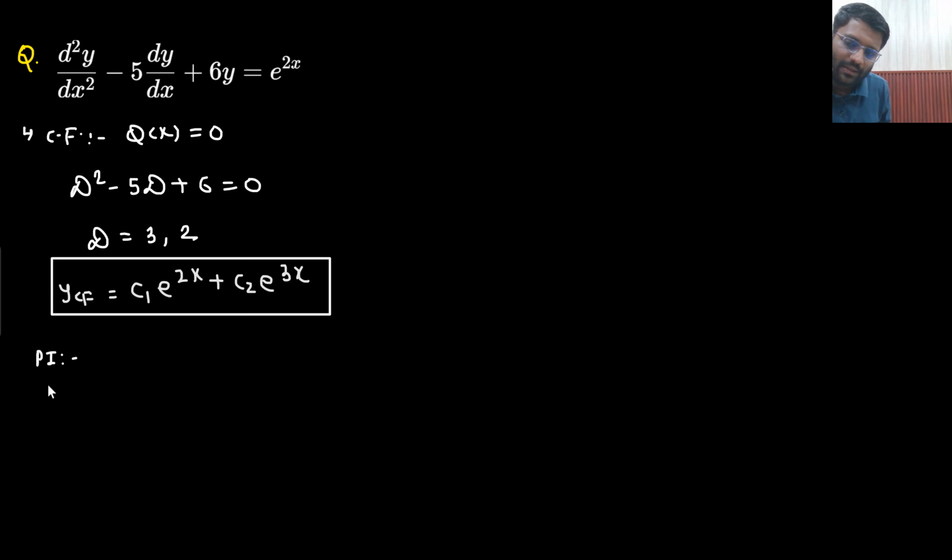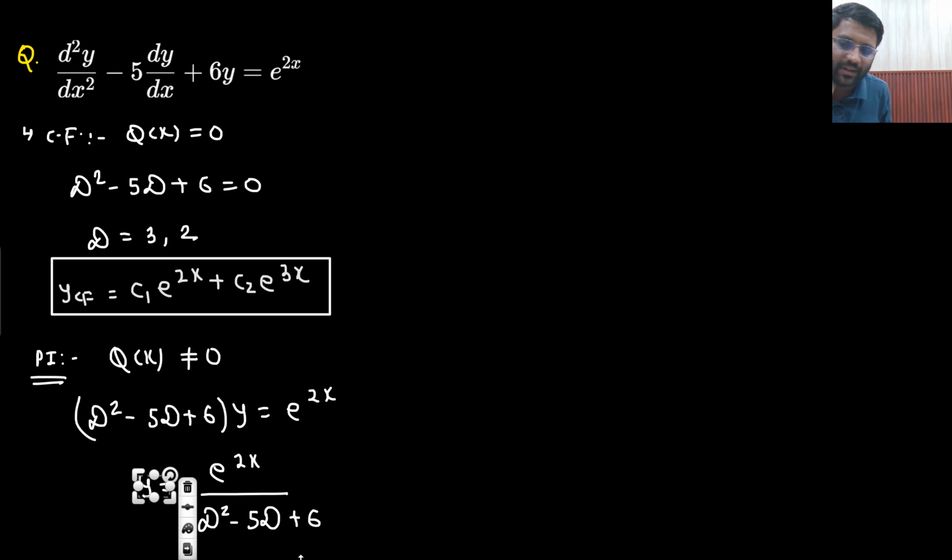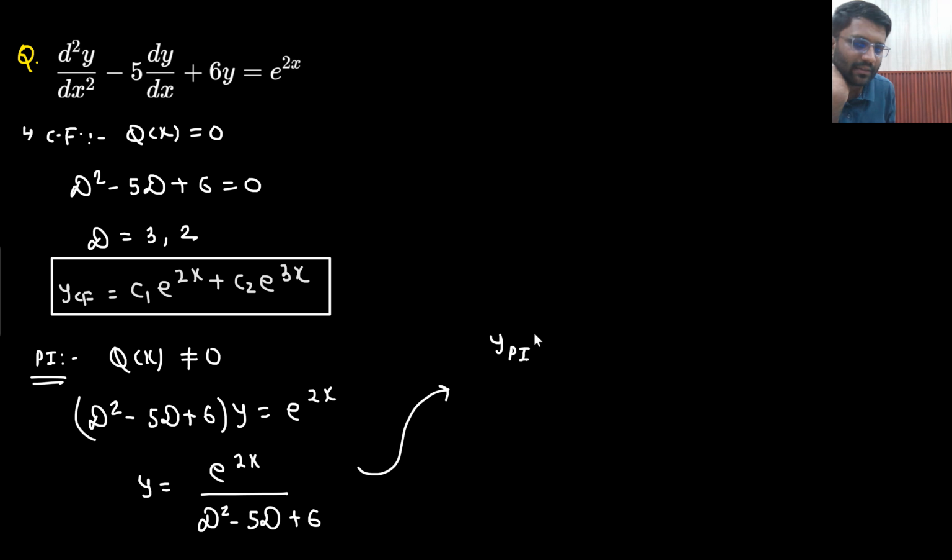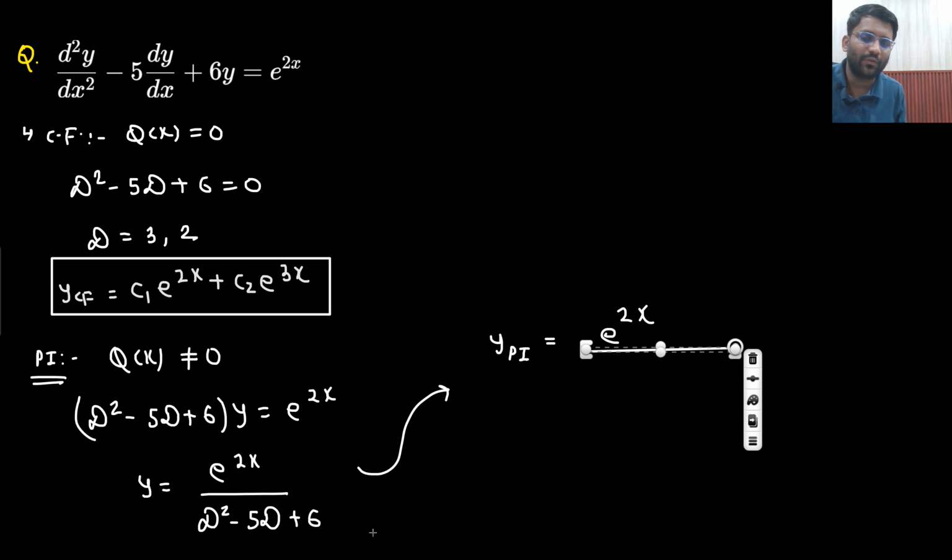Sir, what about PI? For calculating the PI, Q of x will not be equal to 0. Here the scenario would be (D squared minus 5D plus 6) y equals e to the power 2x. So y is coming out to be e to the power 2x upon D squared minus 5D plus 6. This is the value of y I am getting. Now I need to calculate y PI, right? For calculating y PI, what I need to do? E to the power 2x, this 2 I will put here. In place of D, I will put the 2.